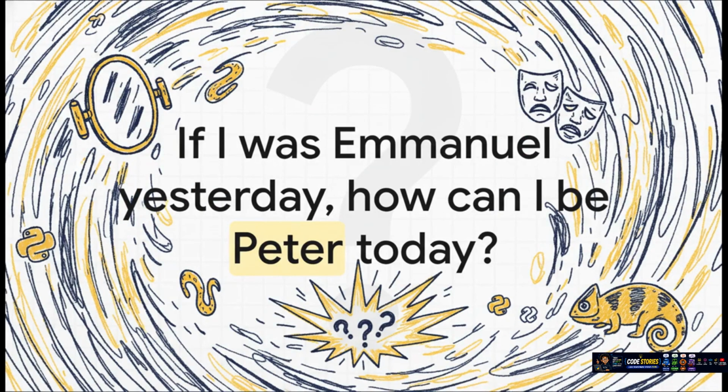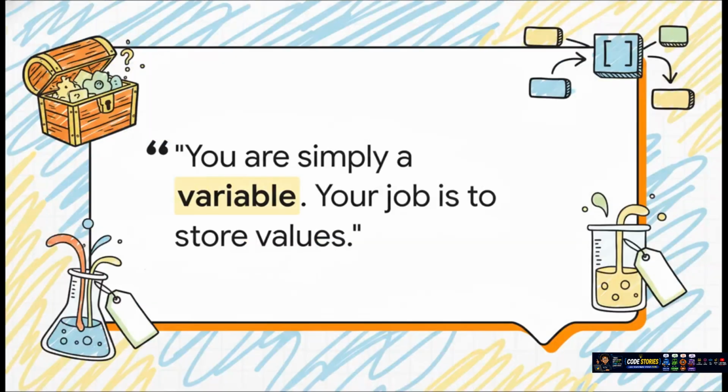Name gasped, "Wait, if I was Emmanuel yesterday, how can I be Peter today?" Age replied, "You were never Emmanuel. You're a variable. Your job is storing changing values."